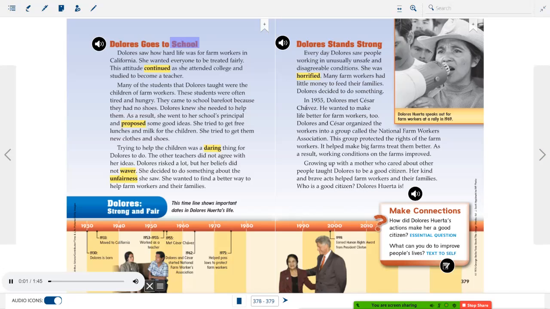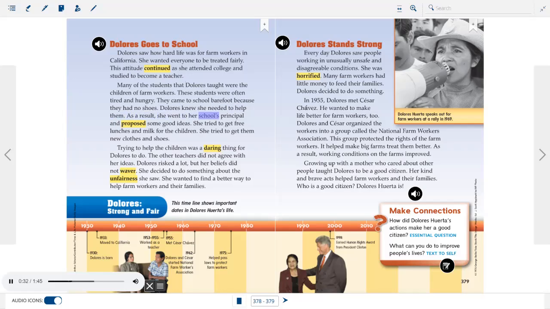Dolores goes to school. Dolores saw how hard life was for farm workers in California. She wanted everyone to be treated fairly. This attitude continued as she attended college and studied to become a teacher. Many of the students that Dolores taught were the children of farm workers. These students were often tired and hungry. They came to school barefoot because they had no shoes. Dolores knew she needed to help them.